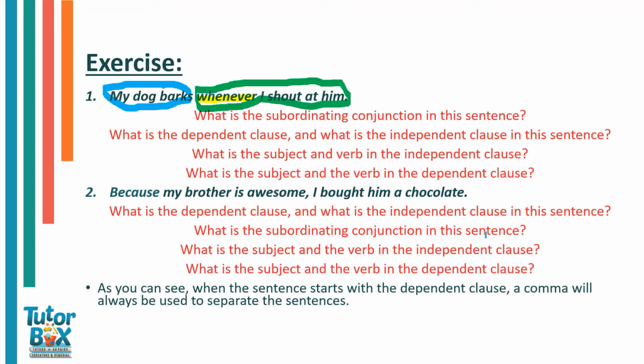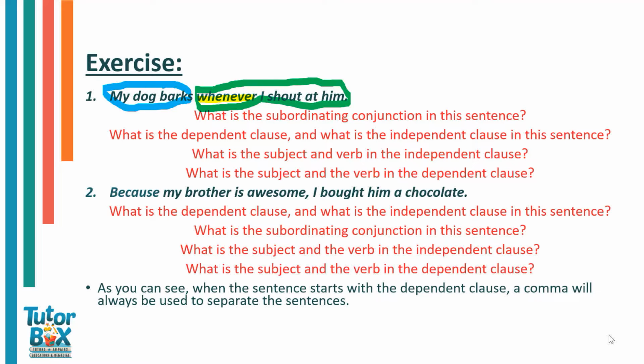Now, looking only at the independent clause of number 1, which is my dog barks, what is the subject and the verb in this clause? The subject would be my dog, because it is the dog that is performing the action, which is barking. Therefore, the verb in the independent clause would be barks.